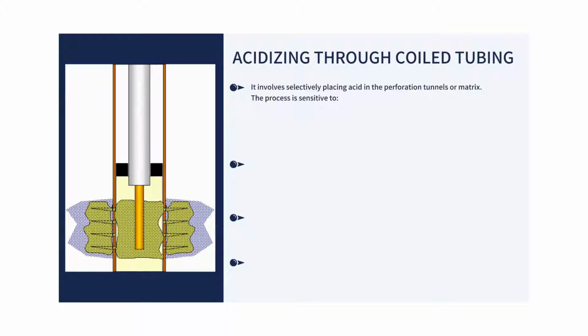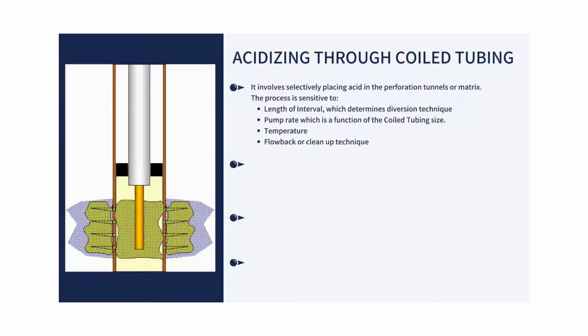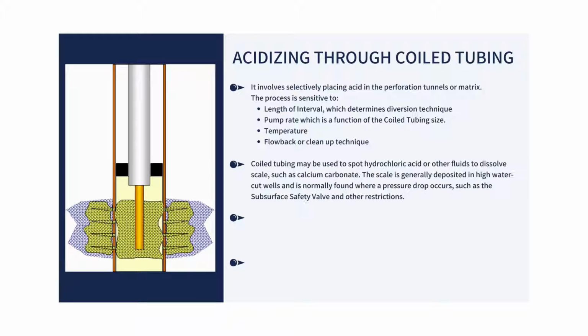Next, let us learn about acidizing through coiled tubing. It involves selectively placing acid in the perforation tunnels or matrix. The process is sensitive to length of interval, which determines diversion technique, pump rate, which is a function of the coiled tubing size, temperature, flowback or cleanup technique.